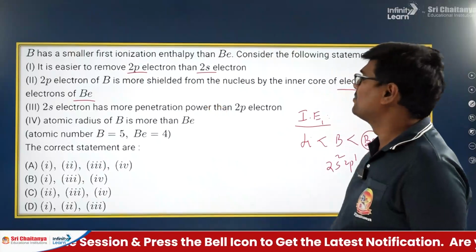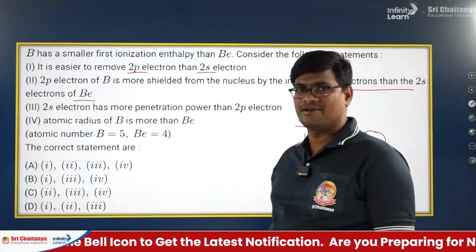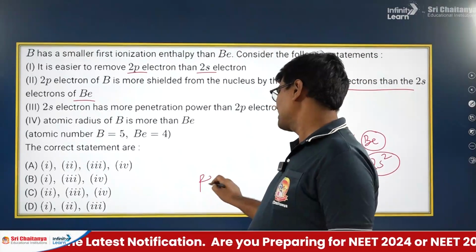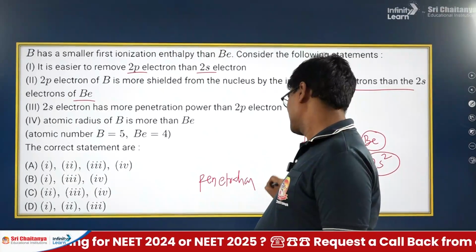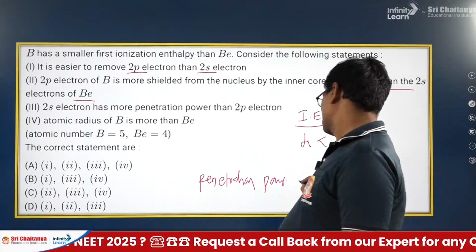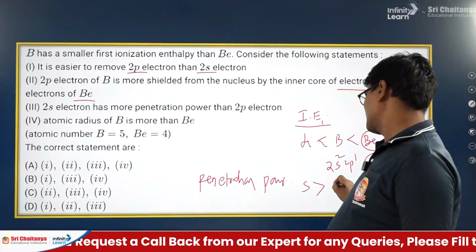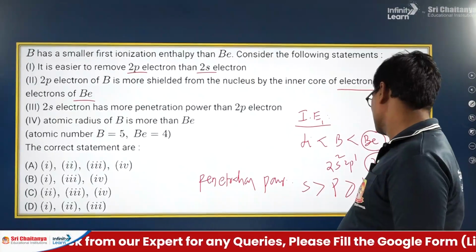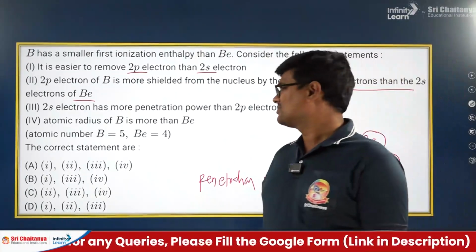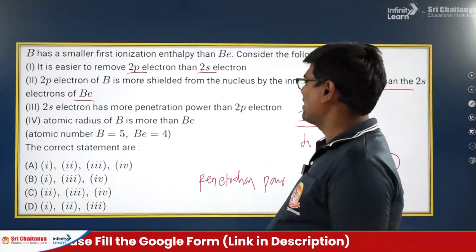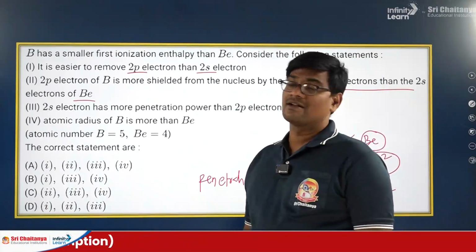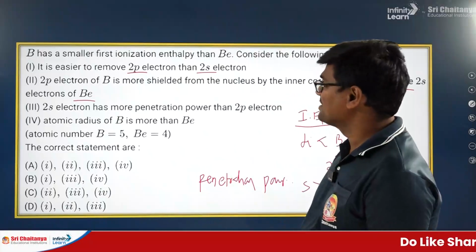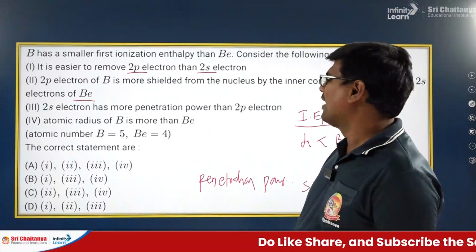Statement 3: the 2s electron has more penetration power. Tell me, what is the penetration power order, or shielding order? The penetration power order: S electrons greater than P electrons greater than D electrons greater than F. Third option is also right only. Statement 4: the atomic radius of boron is more than beryllium. No, that is actually wrong. Beryllium is greater than boron. The correct statements are 1, 2 and 3.